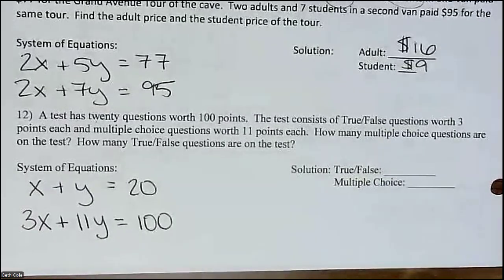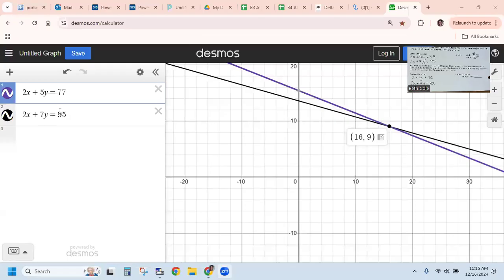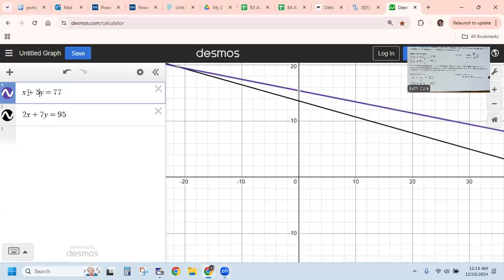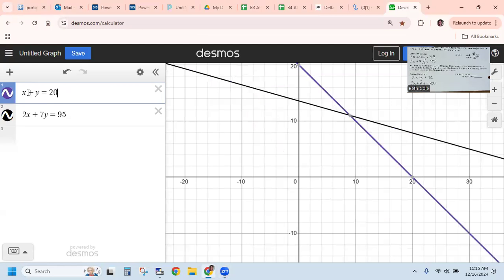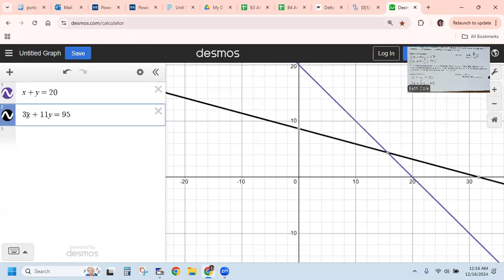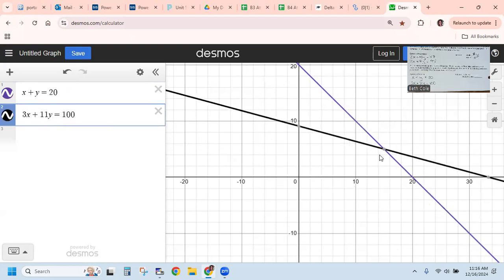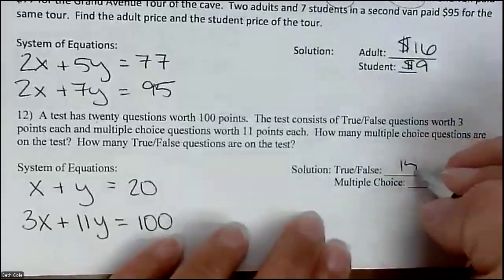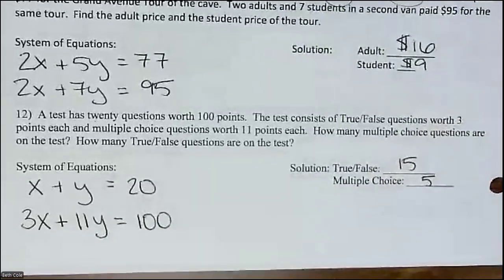So let me go ahead and type it. Please make sure I don't type anything wrong. How would you like it if you lost 11 points for missing a multiple choice question? That'd be awful. All right, so 15 true and false and 5 multiple choice. So at least there were only 5 of them.